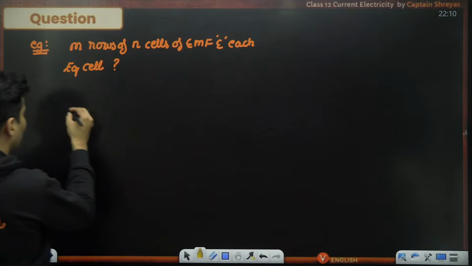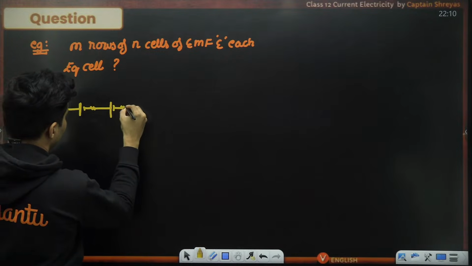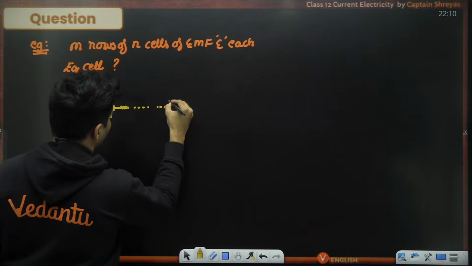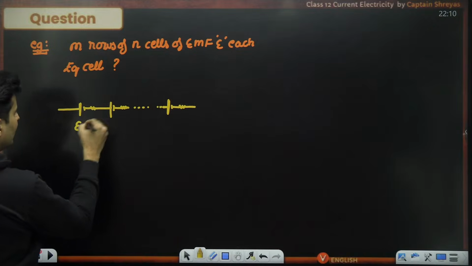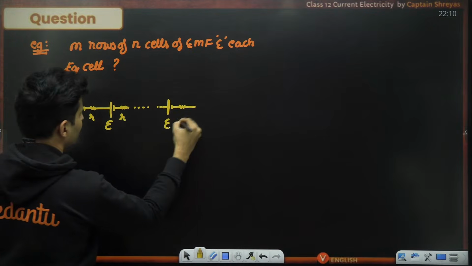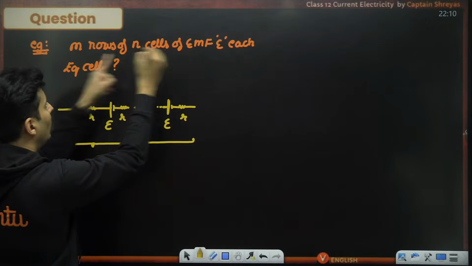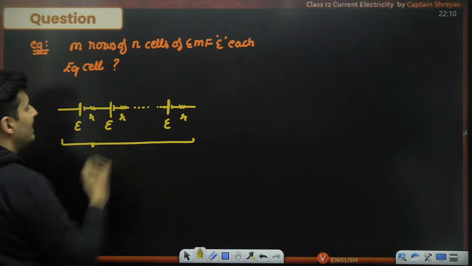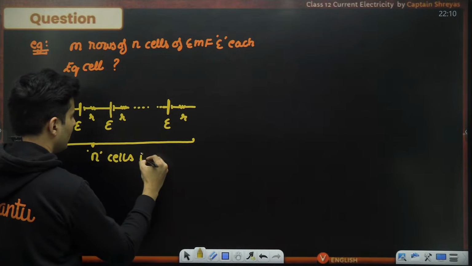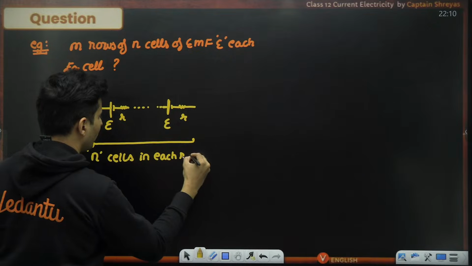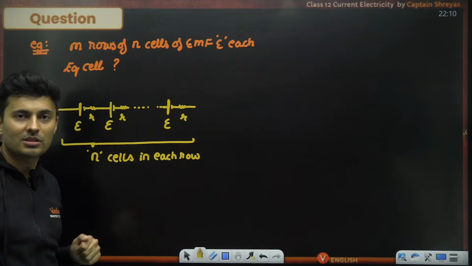So if you consider a row, each row has batteries like this, and till the end there are EMFs like this. So this is E, this is R, this is E, this is R, this is E, this is R. Like that, how many cells are there in each row? In the m rows, there are n cells. So there are n number of cells in each row. Like that, there are many rows.